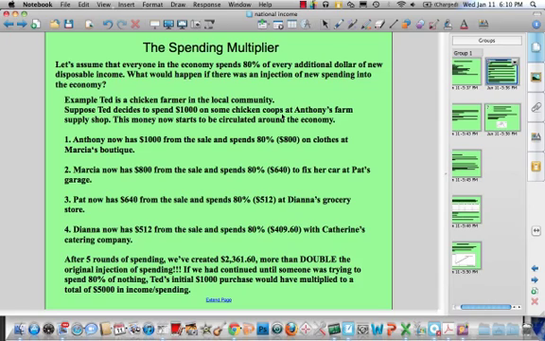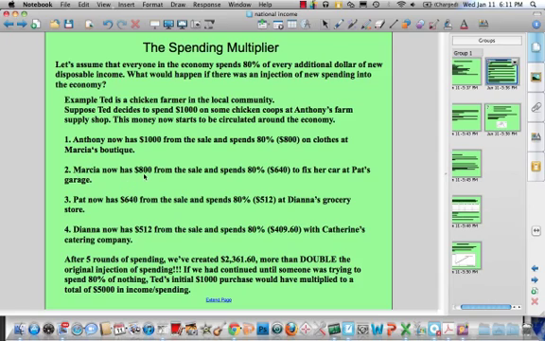Let's take an example. So Ted's a chicken farmer in a local community. He decides to spend $1,000 on chicken coops at Anthony's Farm Supply Shop. This $1,000 now starts to be circulated around in the economy. Anthony now has $1,000 from the sale, and he spends 80% or $800 on clothes at Marsha's boutique. Now, in reality, would he spend all of that for the $1,000? Probably not, but would he spend it all on clothes at Marsha's boutique? Probably not. But marginal propensity to consume at 80% means that $800 is what he would spend. It just wouldn't probably be all in one place. But for simplicity, that's what we'll assume here.